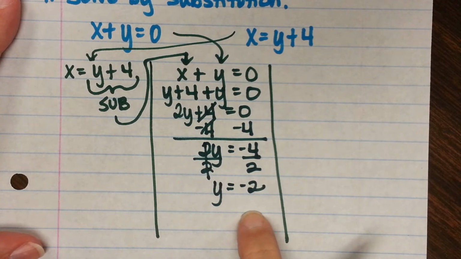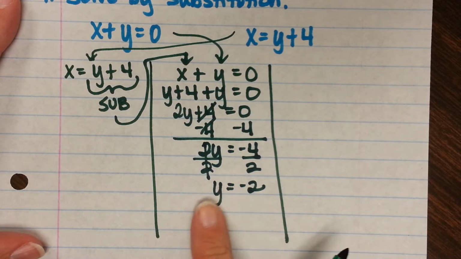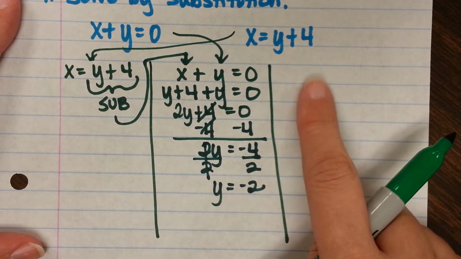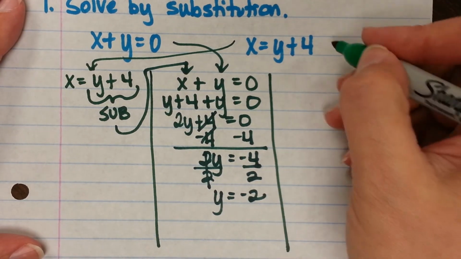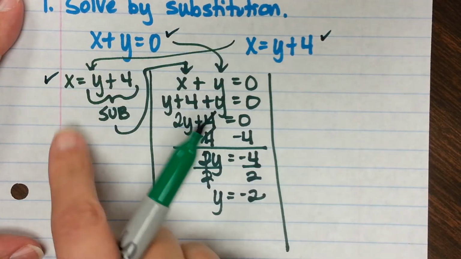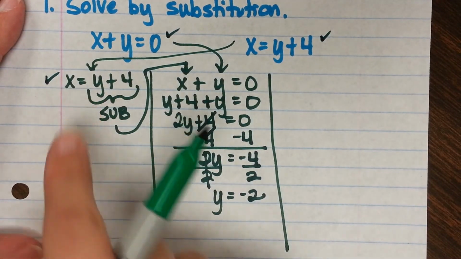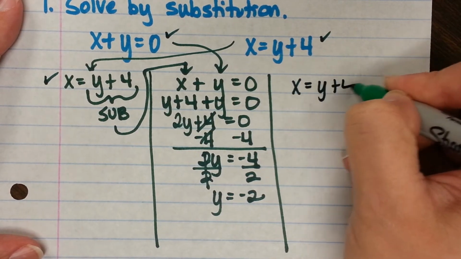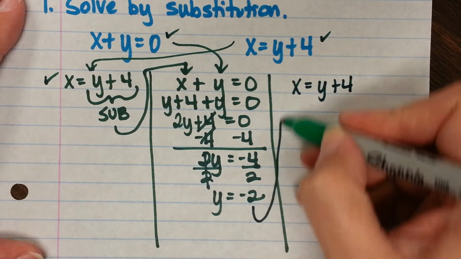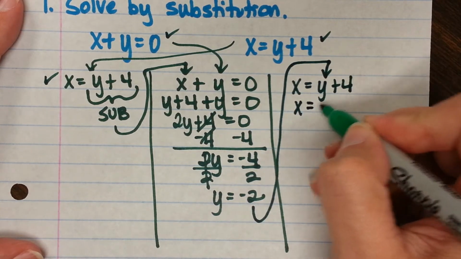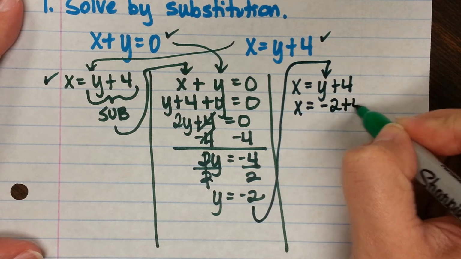At the end of the second column, I should have what the value is for y. And in this case, our value is negative 2. For the third column, you can use any of the original equations, or you can use your sub-equation, and I personally recommend using the sub-equation. So I have x equals y plus 4. Now that I know what y is, I sub it in place of y. So I have x equals negative 2 plus 4.